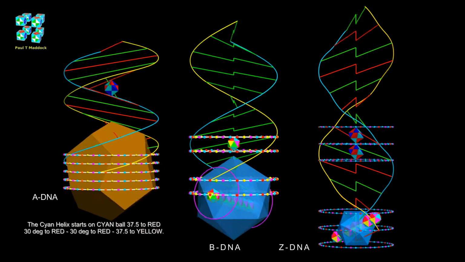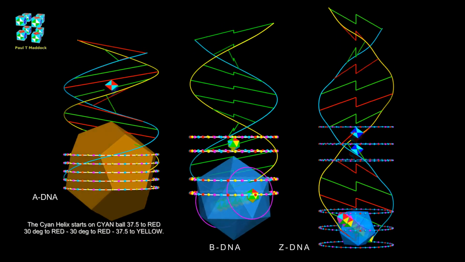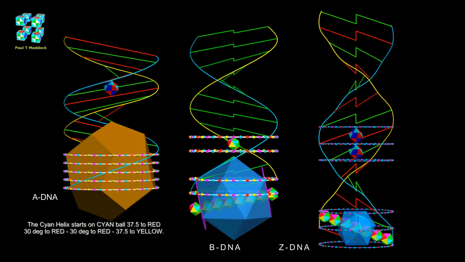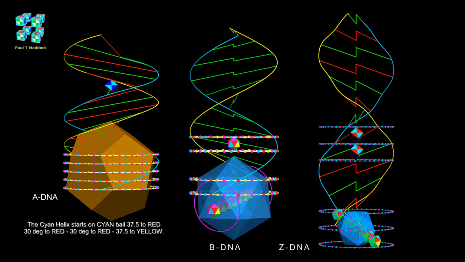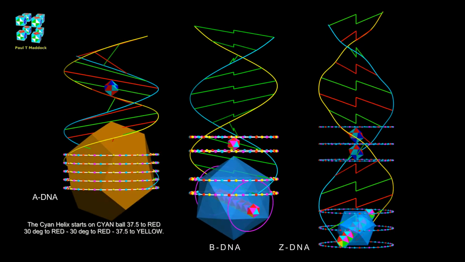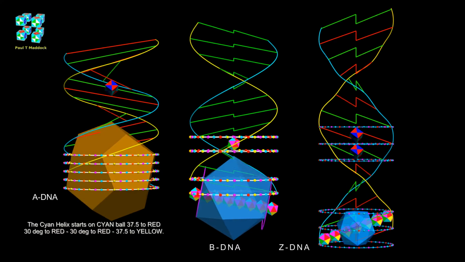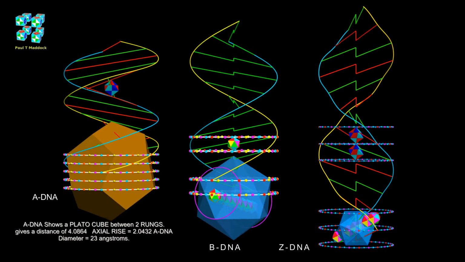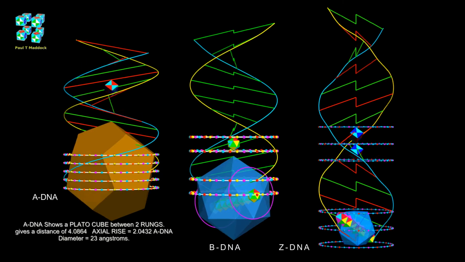Now 37.5 degrees, 30, 30 and 37.5 comes to a total of 135 degrees. Now if we multiply by 3, it comes to 405 degrees. So this is where the 11 rungs come from, because 12 rungs take you to 405 degrees. Now if you look halfway between the rungs, you see a Plato cube between 2 red rungs.